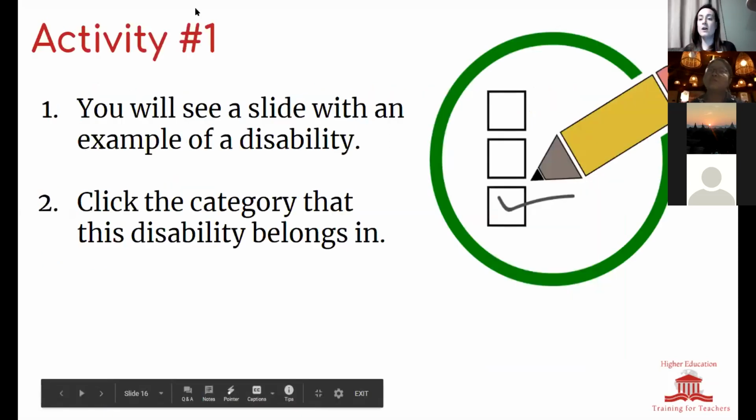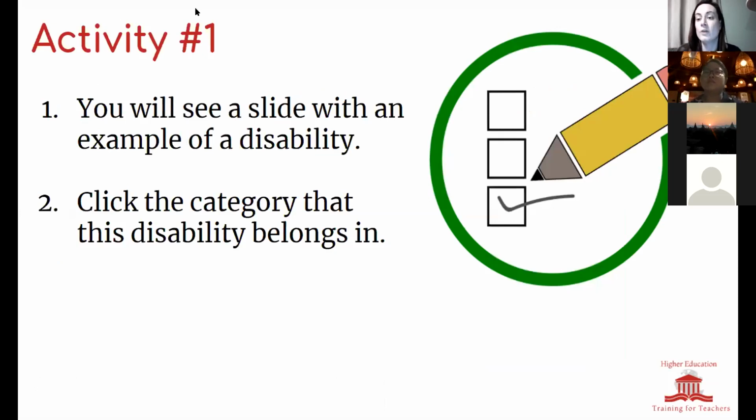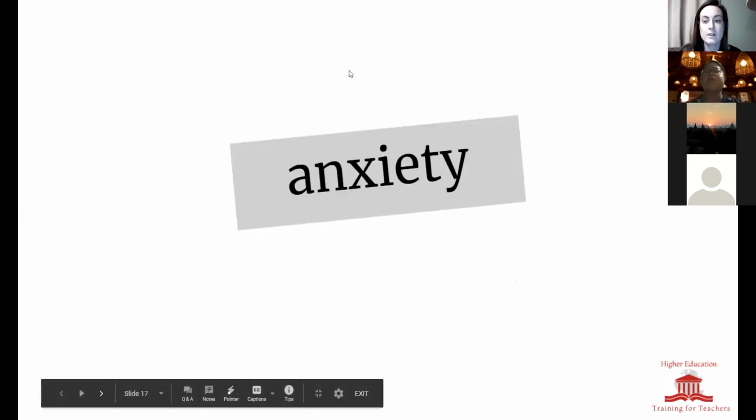Okay, so for our first activity, we're going to do a poll. I'm going to put an example disability or disorder or condition, and I'd like you to click the category that it belongs to. Okay, so poll.